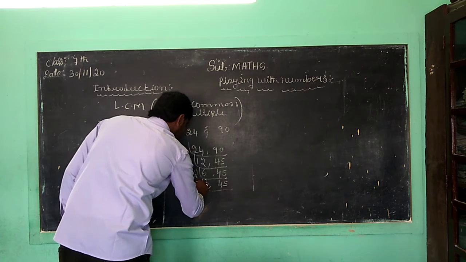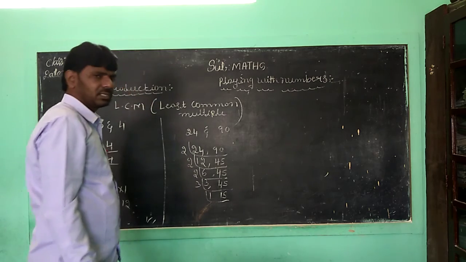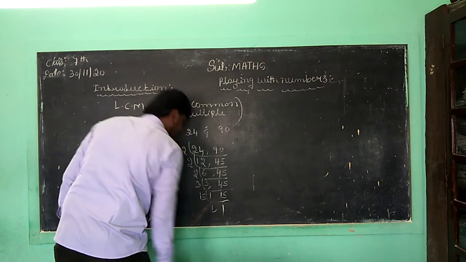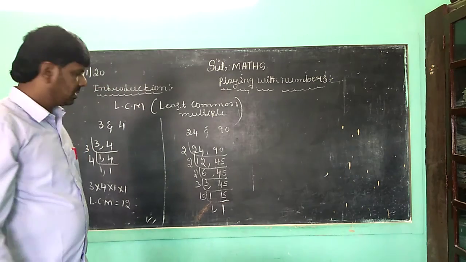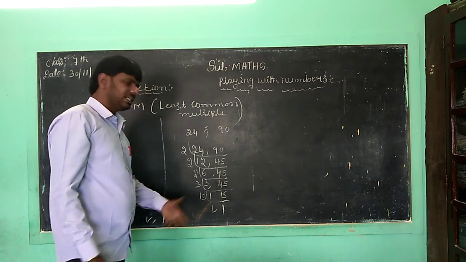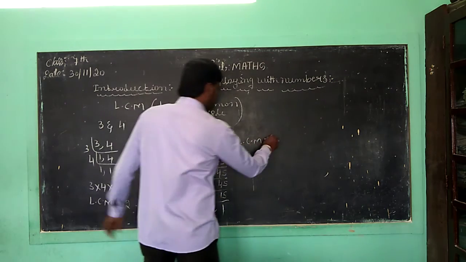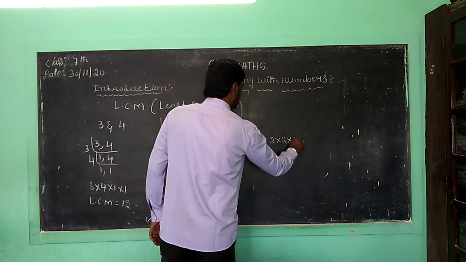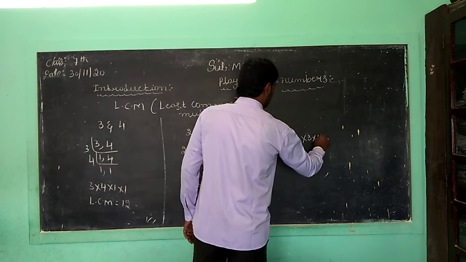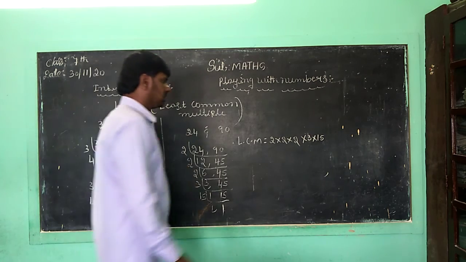Children, next you want to take 3. 3 1s are 3. 3 15s are 45. Correct, children? Next you want to take here also 15. 15 1s are 15. Correct, children? This is over. So, children, now you want to multiply 2 into 2 into 2 into 3 into 15, that is the LCM. LCM is equal to 2 into 2 into 2 into 3 into 15. Correct, children? 3 into 15. Any doubt, children here? 2 into 2 into 2 is 8.